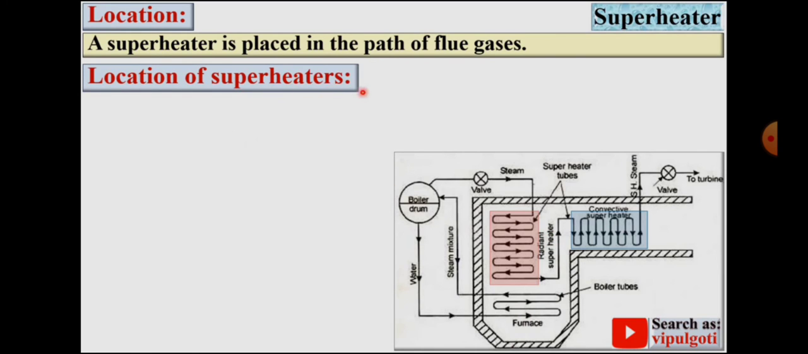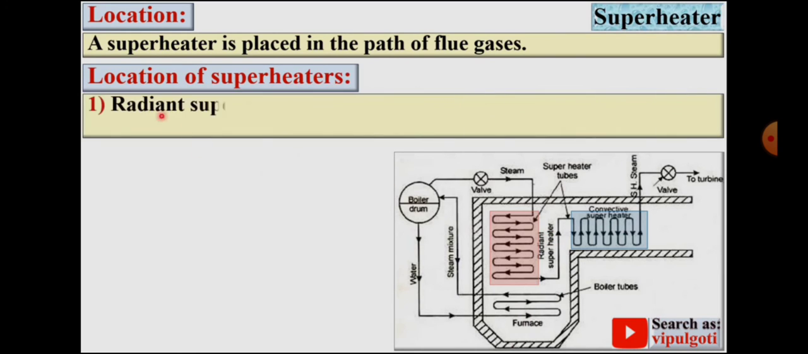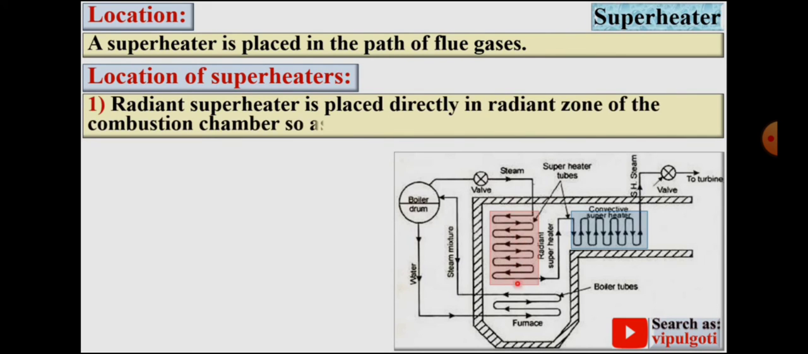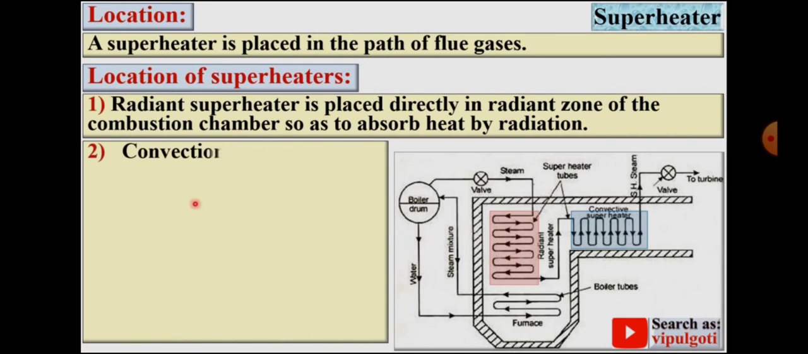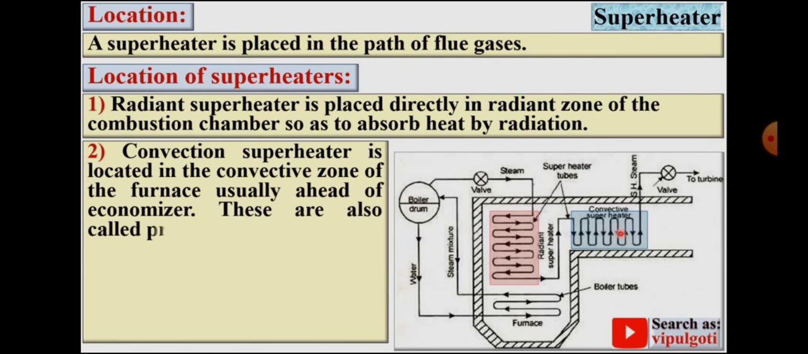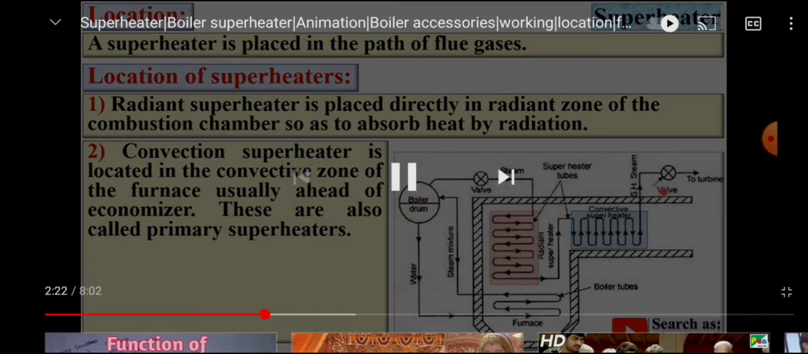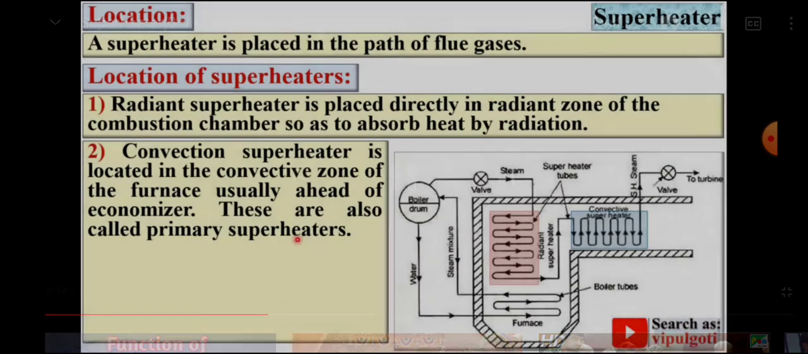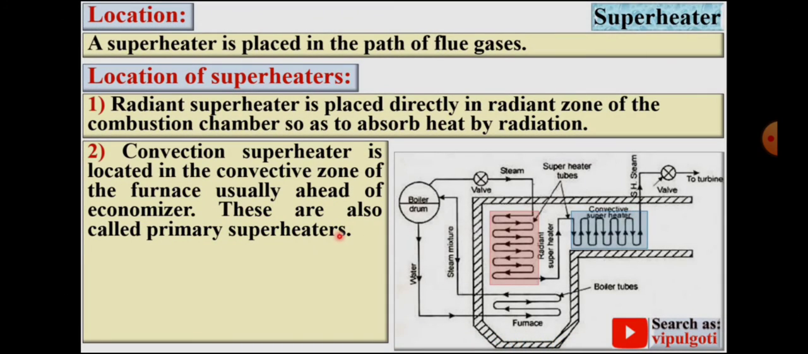Location of different types of superheaters. Radiant superheater is placed directly in the radiant zone of the combustion chamber so as to absorb heat by radiation. Whereas convective type superheater is located in the convective zone of the furnace, usually ahead of the economizer. These are also called primary superheaters.